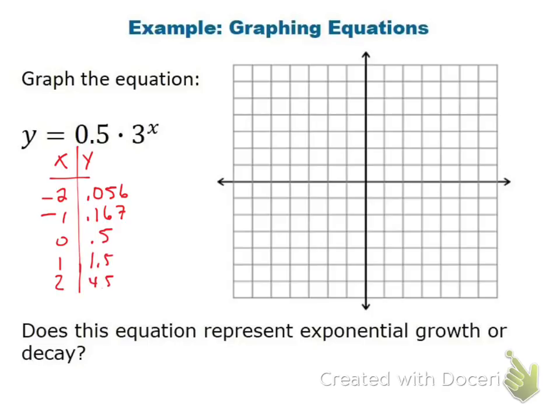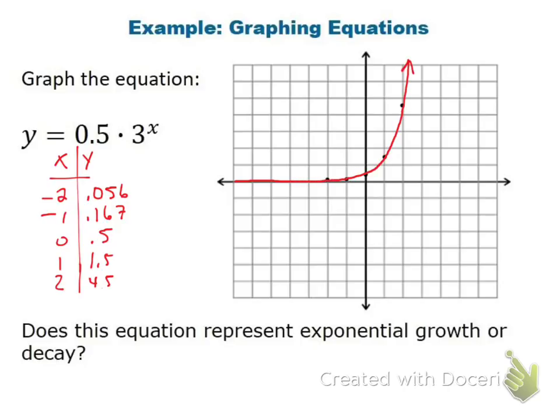So again, I can just kind of guess where these are at. I know that -2 and -1 are going to be really, really small numbers. 0.5 here, 1.5, and then 1, 2, 3, 4.5. And so I have a graph that's going to look something like this.